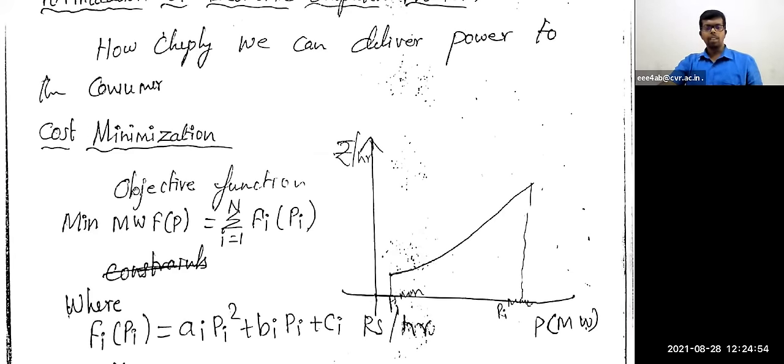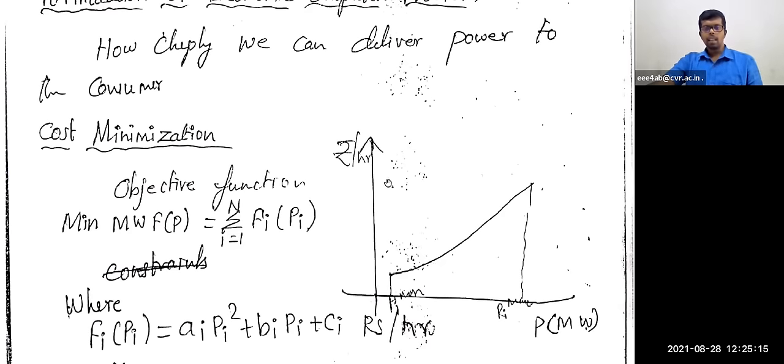What is the main objective function? It is to minimize the total fuel cost. That is nothing but the summation, sorry, summation is the correct term, of i equal to 1 to n of Fi of Pi.